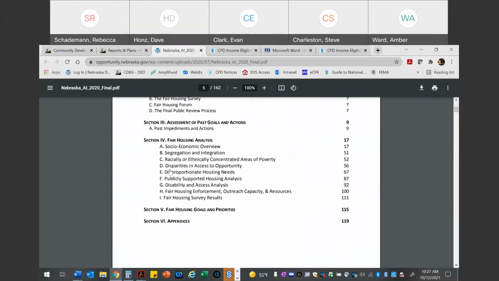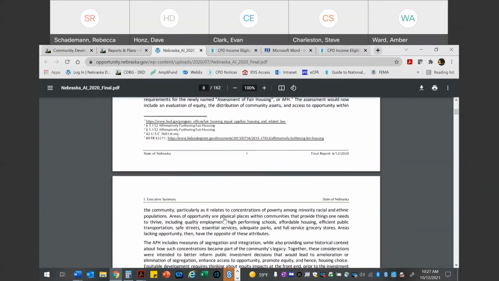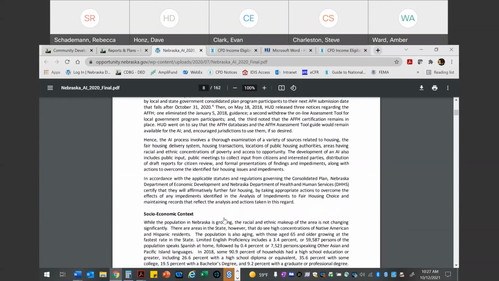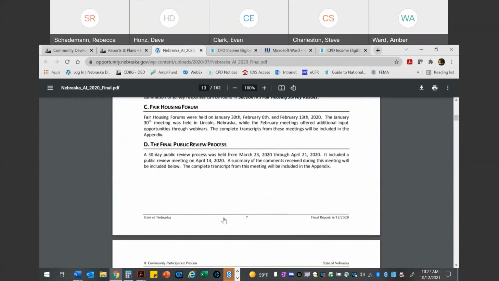Socioeconomic overview, segregation, integration, racial or ethnically concentrated areas of poverty, disparities in access to opportunity, housing needs, housing analysis. I would take a look at this. If you don't have a community that has done a housing study, you could take a look at this to see where they are falling within the state analysis. We reviewed the entire state, except for Omaha and Lincoln, which do their own report. It is very interesting, the breakdown of some of the maps and where everybody falls. Trying to see if I can find any maps super quick.